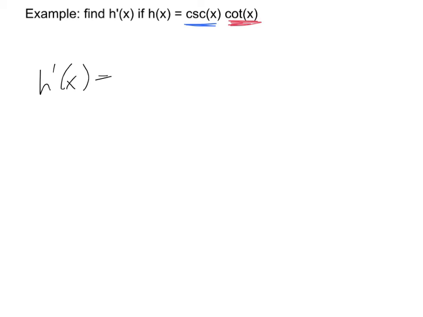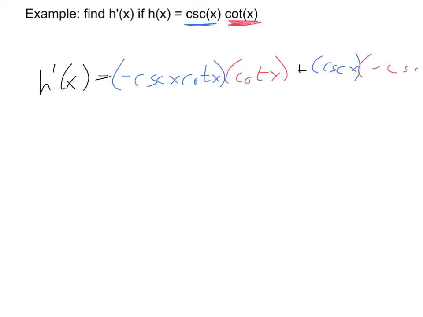So again, hoping that you've done it on your own. The first thing I do is the derivative of cosecant, which is negative cosecant x cotangent x. Then I leave my cotangent x alone. Then we have plus. Now I'm leaving my cosecant x alone, and multiply by the derivative of cotangent x, which is negative cosecant squared x. Hopefully we can pretty it up a little bit.